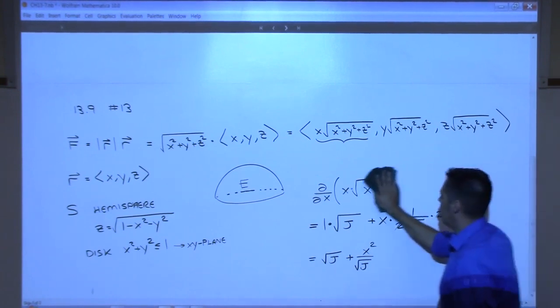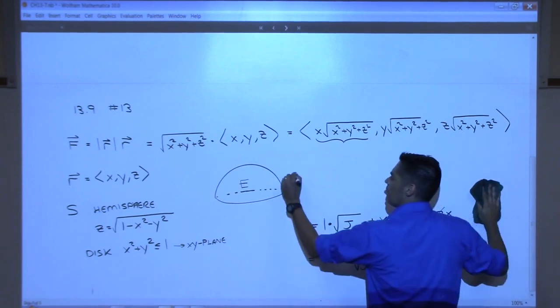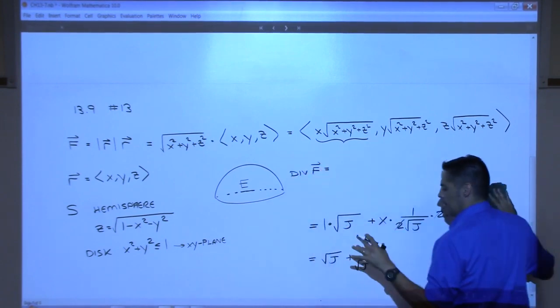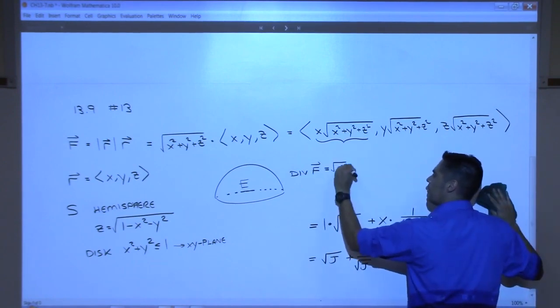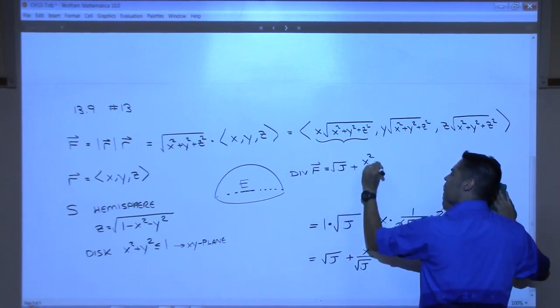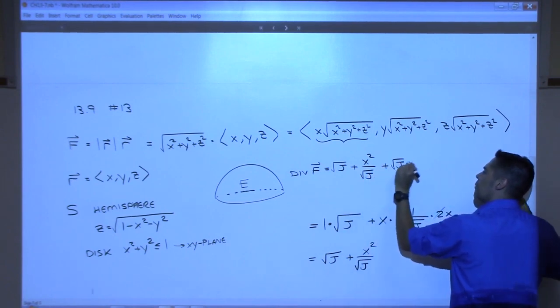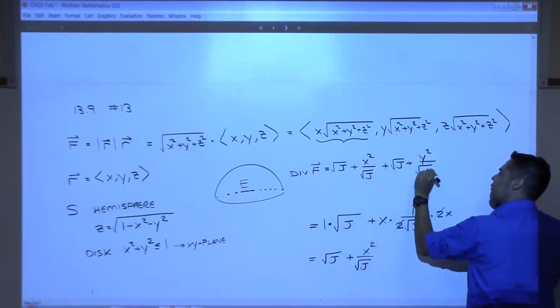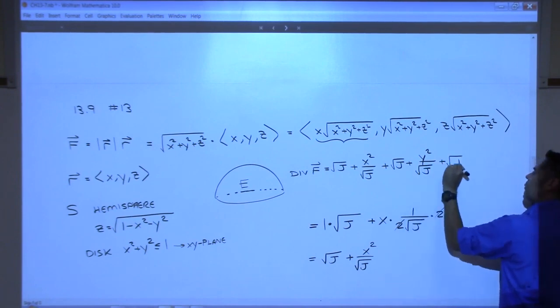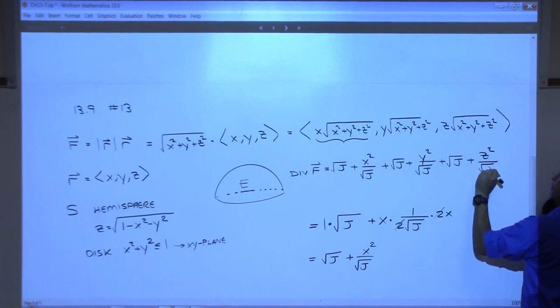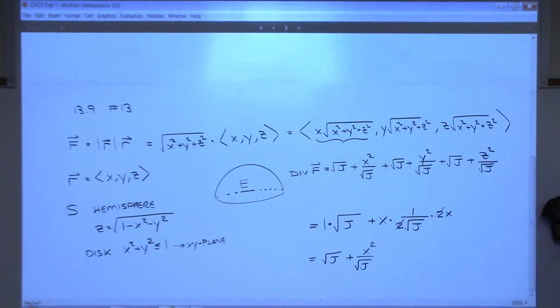So with that in mind, the div of f should be this root junk plus x squared over root junk, plus root junk plus y squared over root junk, plus root junk plus z squared over root junk. You can write junk. Yep, that's okay.